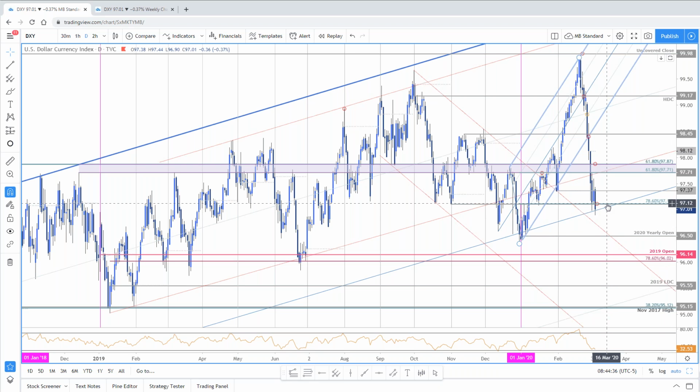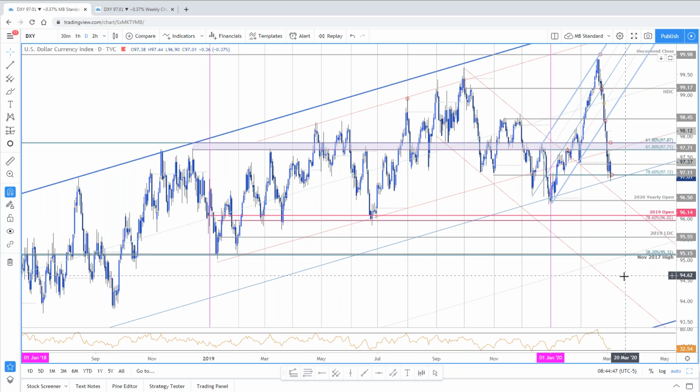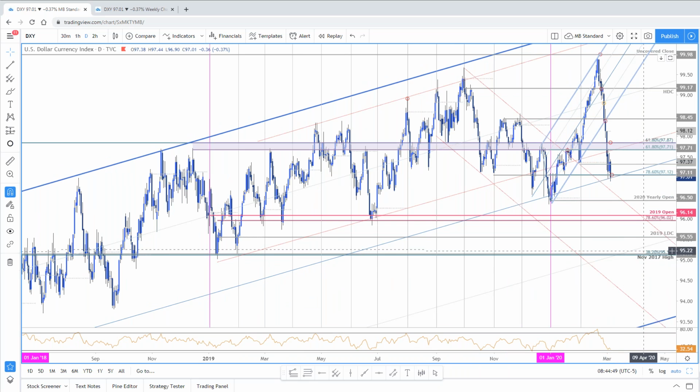It's a little bit hairy, in my opinion, to get excited about anything on the short side of the dollar from here. You're trading at multi-week lows. You're trading into slope support. I wouldn't initiate anything fresh from these levels.